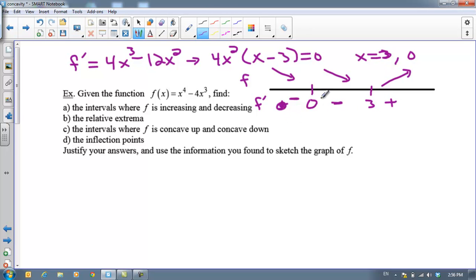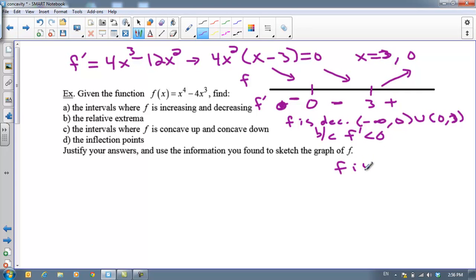So I'm going to make some statements here. I'm going to say that f is decreasing on the interval from negative infinity to 0, unioned with 0 to 3, because f prime was negative. And then I'm going to say that f is increasing on the interval from 3 to infinity because f prime was positive.